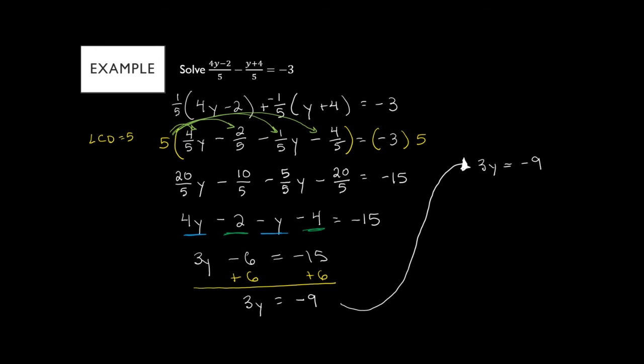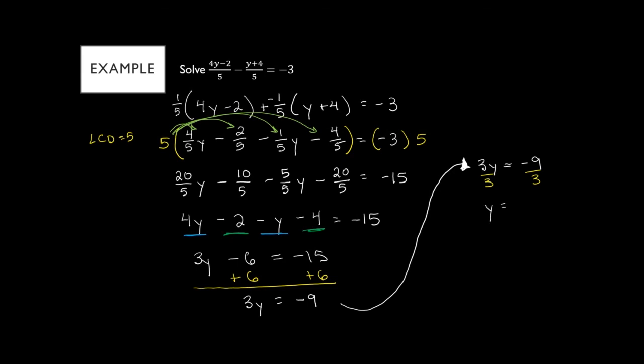So we have 3y equals -9. So I need to get rid of that 3. We always divide at this step. It's always division. Just like we always multiply to get rid of fractions, that last step is always division. So I'm dividing both sides by 3.